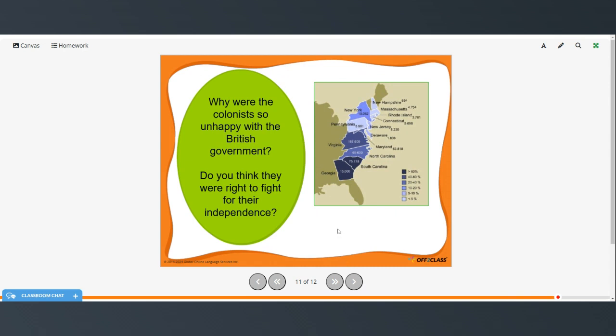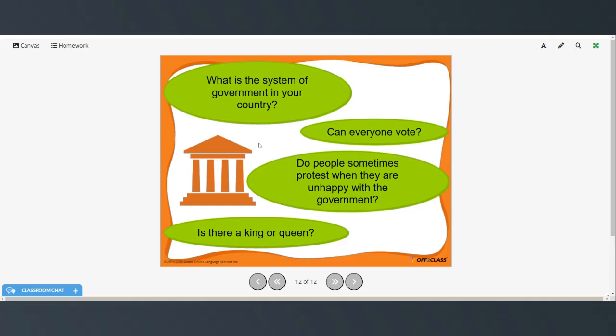So why were the colonists so unhappy with the British government? And do you think they were right to fight for their independence? It's just kind of an opinion question, really. The second one, no right or wrong. And these are some other things to think about. What is the system of government in your country? Can everyone vote? Do people sometimes protest when they are unhappy with the government? And is there a king or queen?